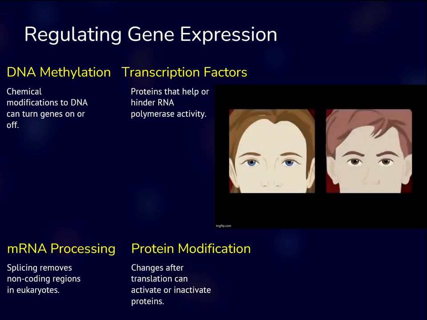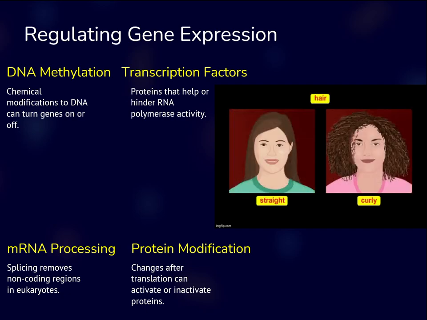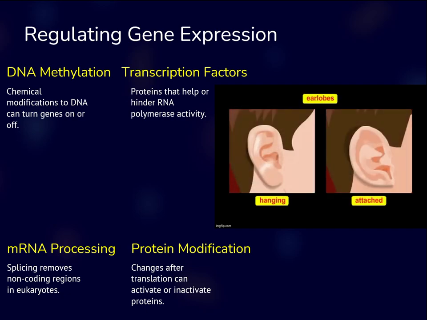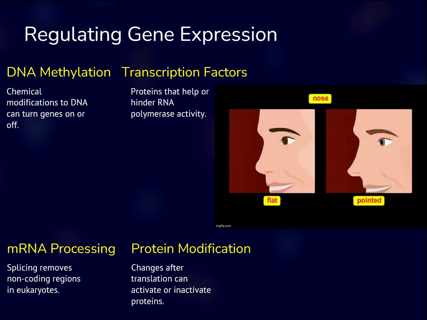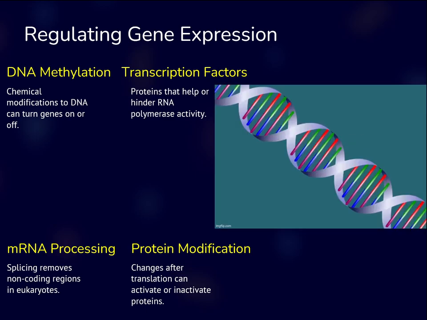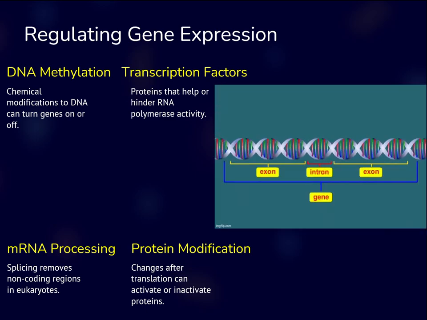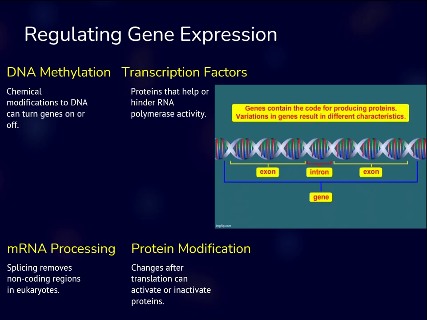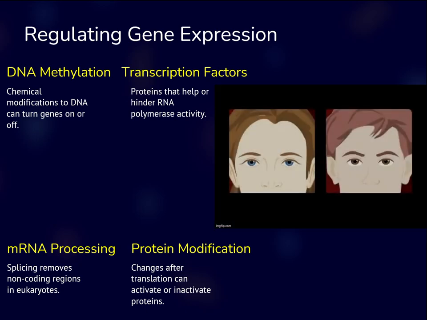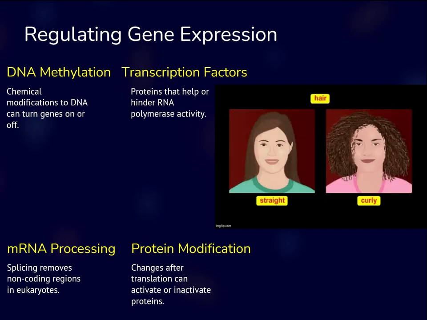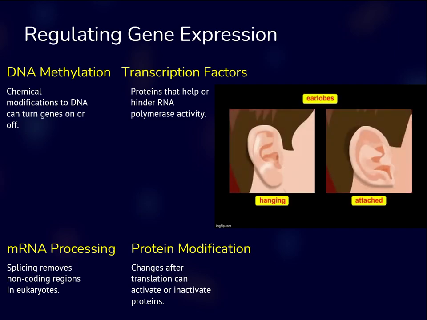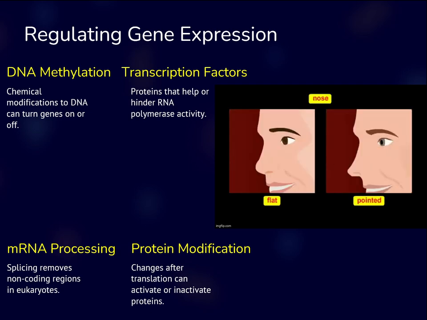DNA methylation can silence a gene by adding chemical tags. Transcription factors can help or block RNA polymerase from starting transcription. And RNA editing can remove unwanted sections, which we call introns, or protect the RNA with caps and tails. This regulation is what allows cells to respond to their environment, develop properly, and perform specialized functions.